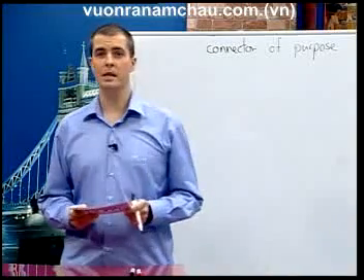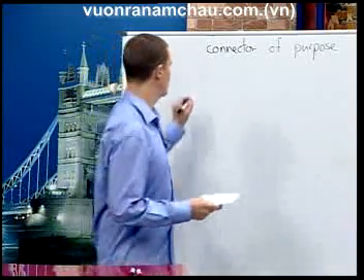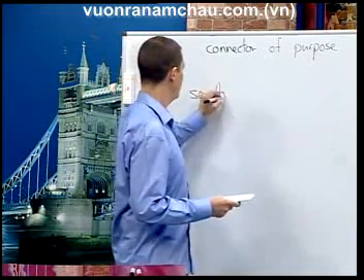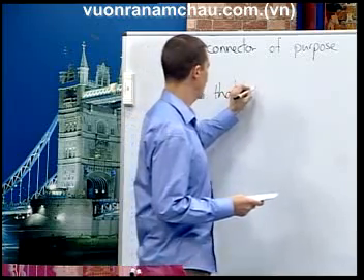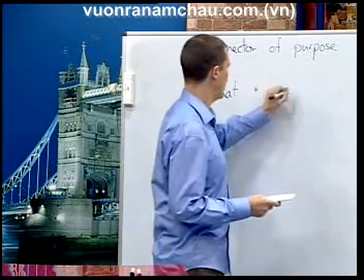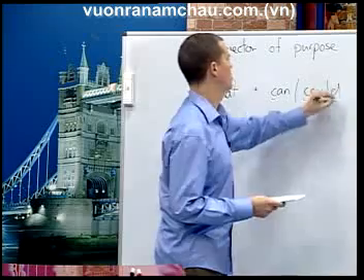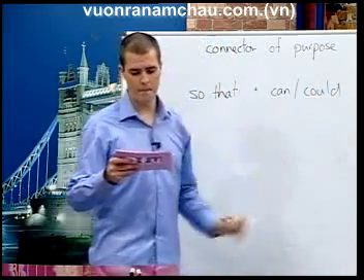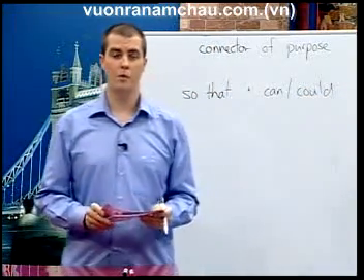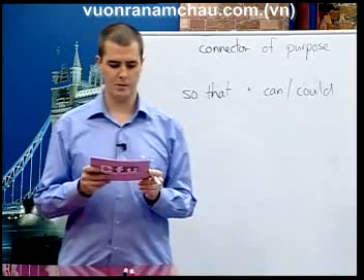It's usually placed in the middle of a sentence, and often it's used with can or could. No comma is necessary with this connector. And let's practice this one.